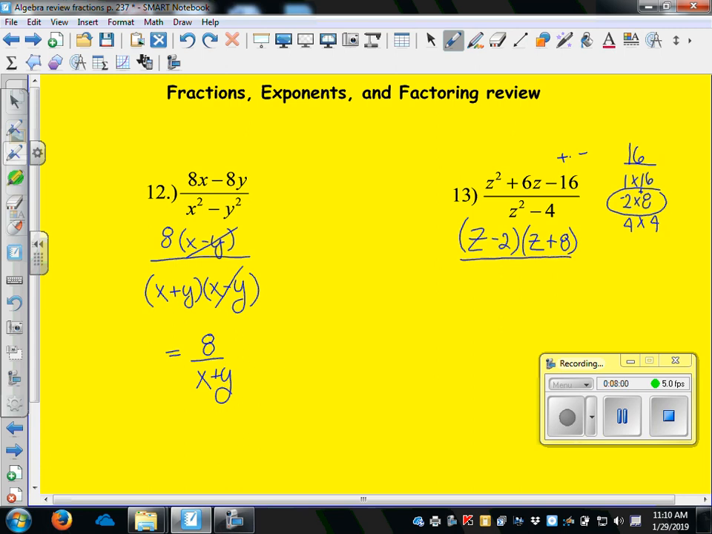The bottom is the difference of two squares, z plus 2 times z minus 2. My z minus 2 cancels in my numerator and denominator. So I have z plus 8 over z plus 2. Final answer.